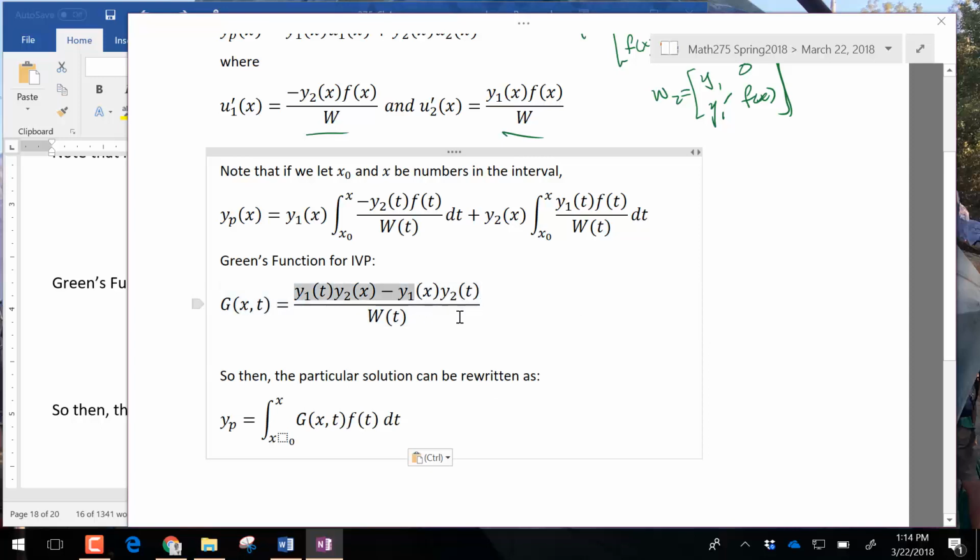So they define Green's function as a function of two variables, the x variable and the t variable, and the t variable is the variable that we're going to use to integrate. And then the x variable is just constant with respect to t, so we're going to leave it outside. And so Green's function can be seen as this thing that we're going to integrate with respect to t, and then our result will end up having x's in it.